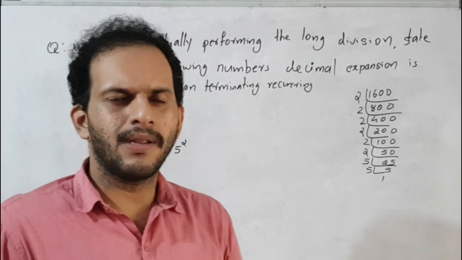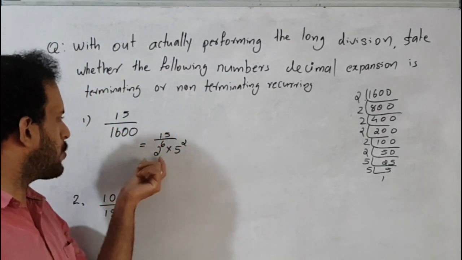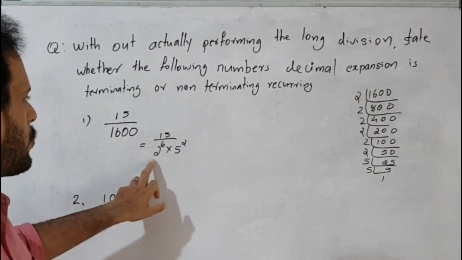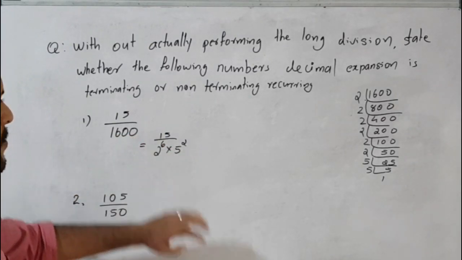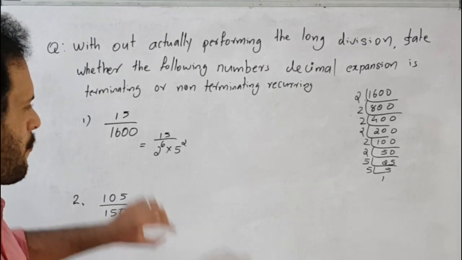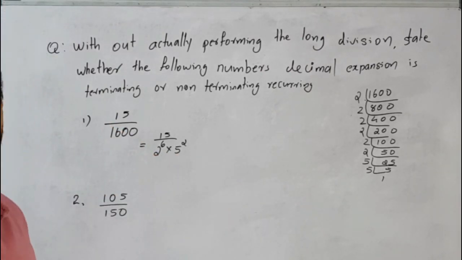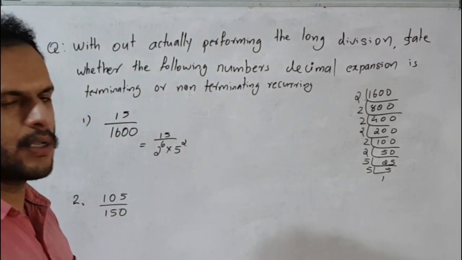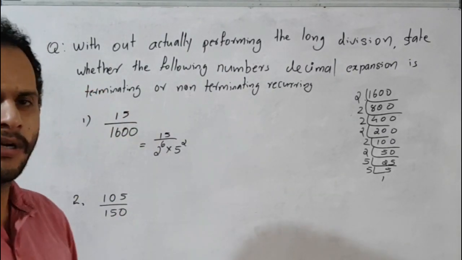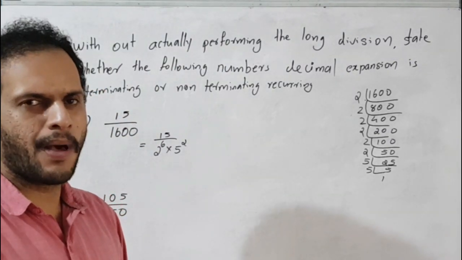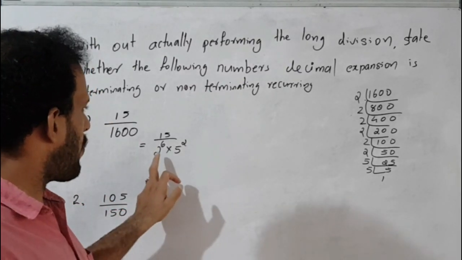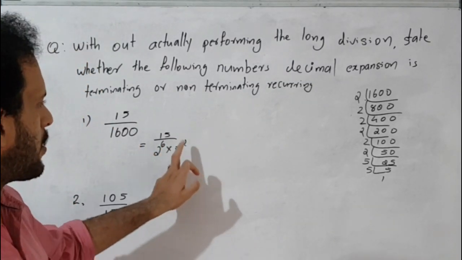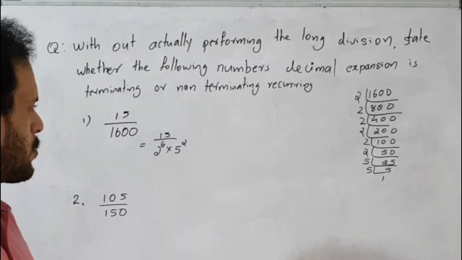Now we got it, the denominator contains only the terms 2 and 5. Correct? The denominator is the product of prime factors 2 and 5. That means 2 raised to 6 into 5 raised to 2. So the factorization of the denominator is in the form of 2 raised to n into 5 raised to m. So it's very clear this decimal expansion is terminating. Correct? This decimal expansion is terminating. Okay, then what is the value of n here? 2 raised to n means n is 6. What is 5 raised to m? m means 2.